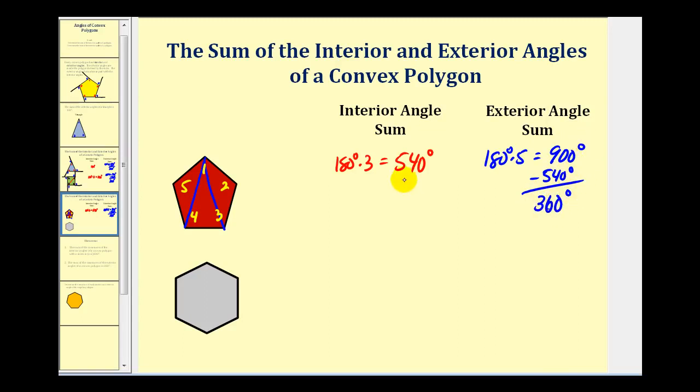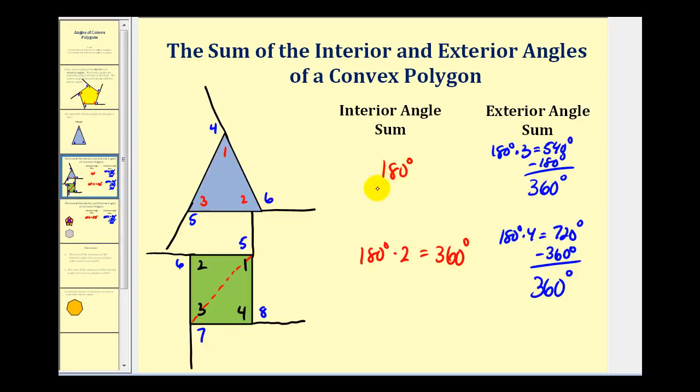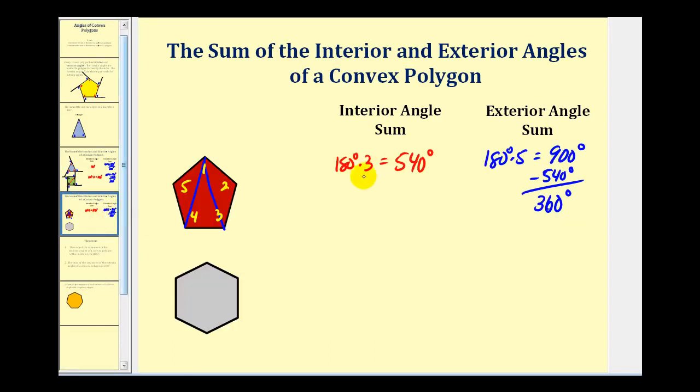So once again, notice that the sum of the interior angles is increasing while the sum of the exterior angles stays the same. Let's go back and see if we can notice a pattern. Notice that the polygon has 3 sides. We can think of this as 180 times 1. For 4 sides, we have 180 degrees times 2. And for 5 sides, we have 180 degrees times 3.